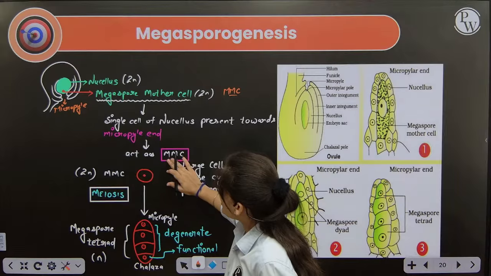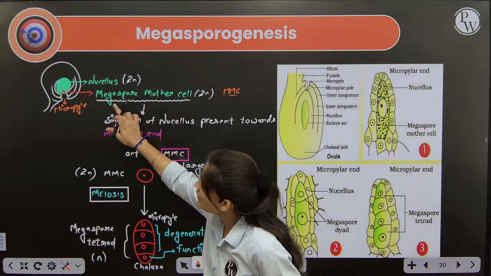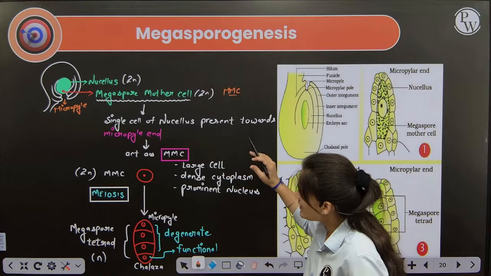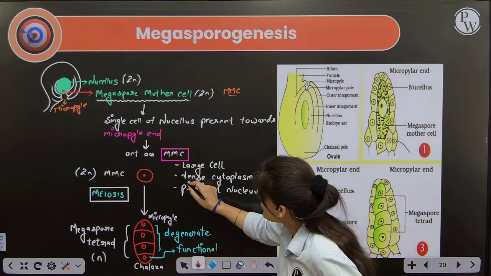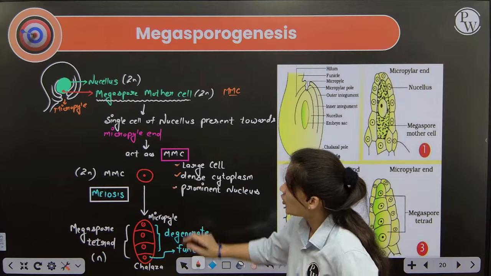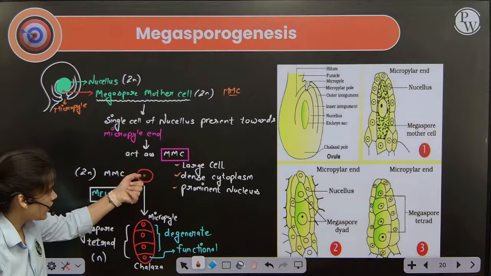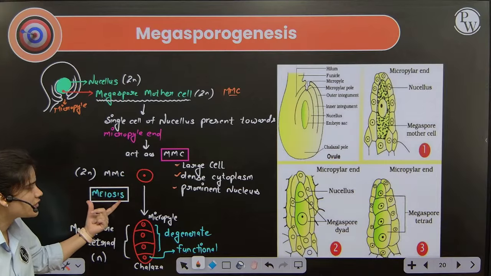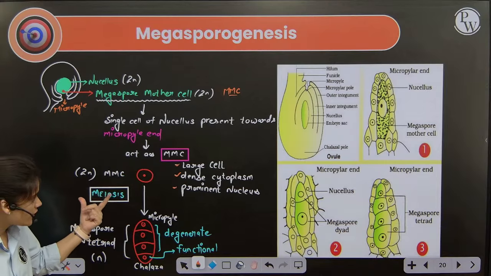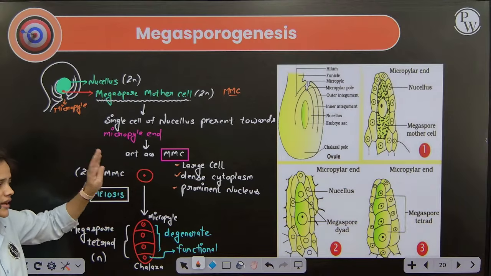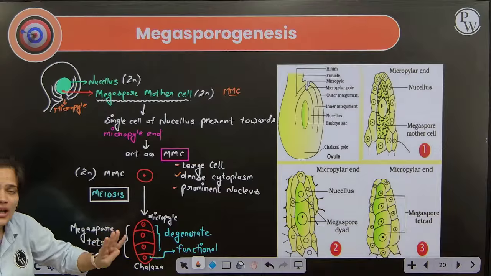What are the properties of that single cell which acts as megaspore mother cell? That cell is a large cell, it has dense cytoplasm, it has prominent nucleus. This megaspore mother cell undergoes meiosis division, and we already know when this megaspore mother cell undergoes meiosis division, as a result of it, what are formed?